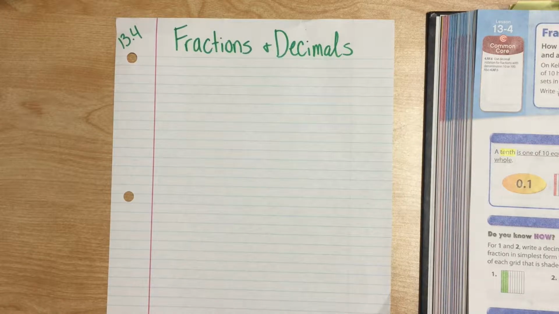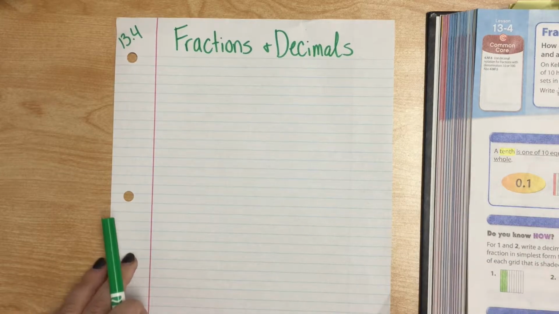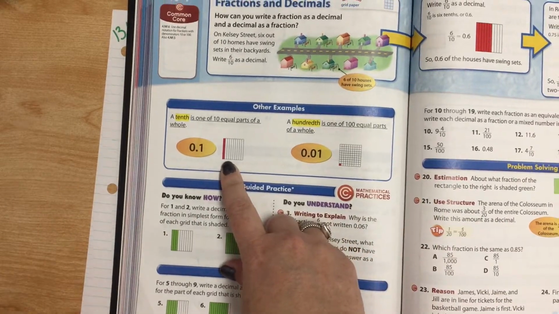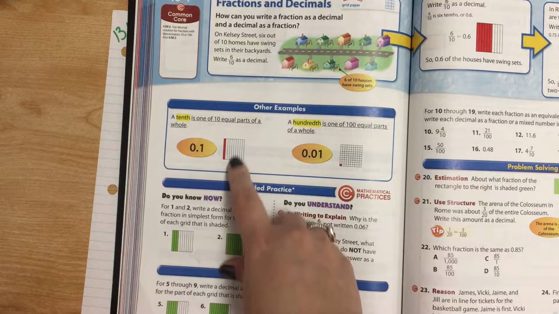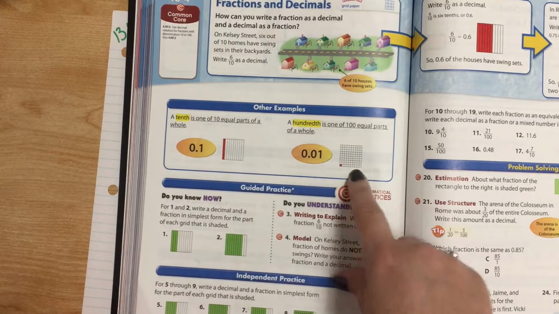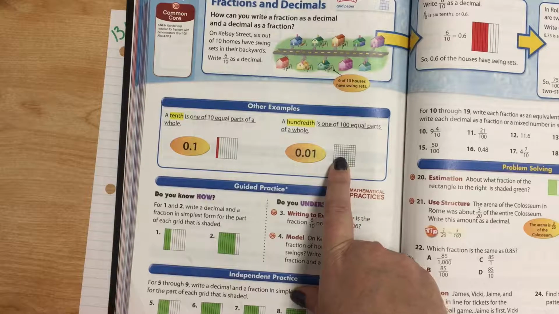All right, guys, today we are learning how to convert a fraction into a decimal. It's really not that bad. So, in your books, you'll see two different types of boxes here. You've got a box that's got lines that equate to 10 little rectangles, or a box that is like a grid. That is 100.